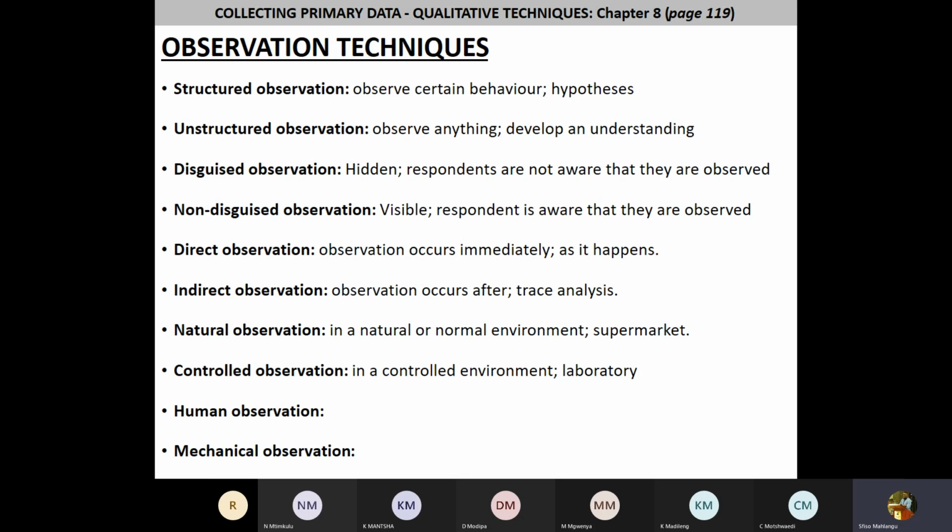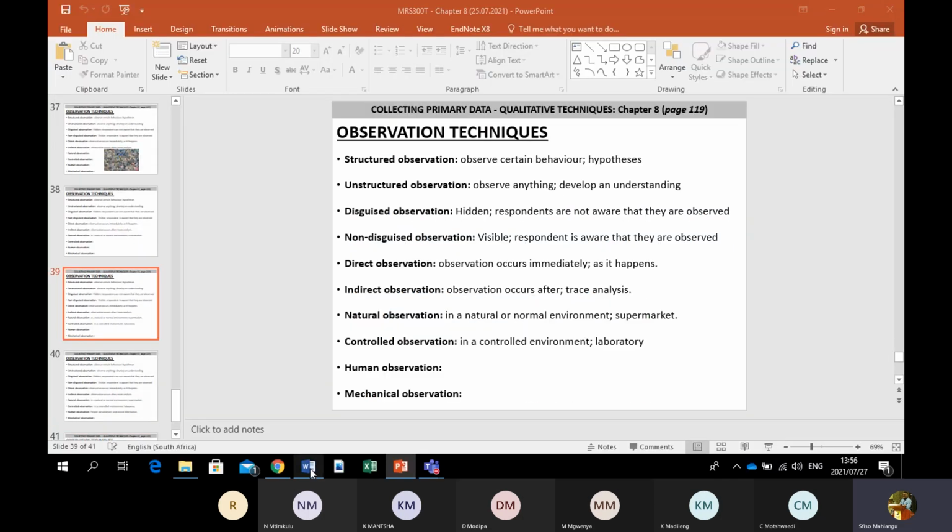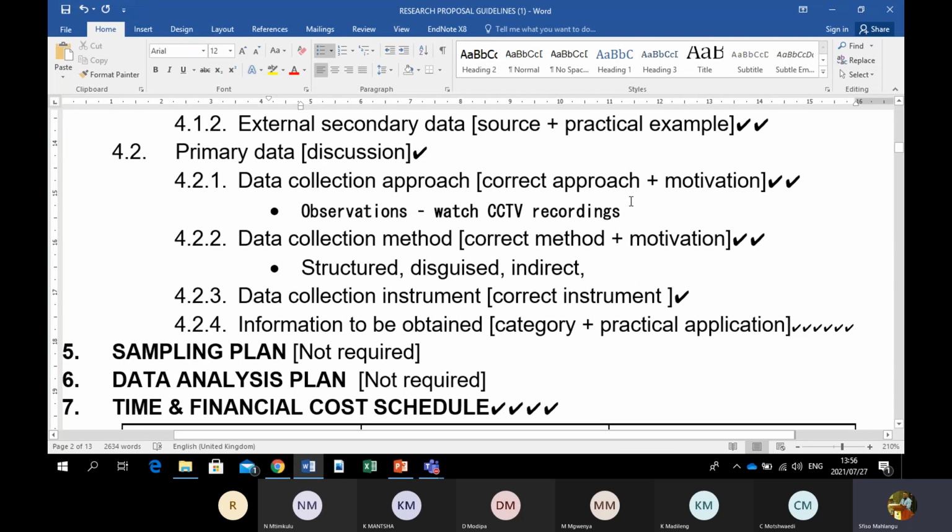A controlled environment usually also goes with non-disguised observation. As soon as you move subjects to a lab, they usually are aware that they are being observed. So this will be aligned as well. If we watch those CCTV recordings, they are recorded in a bar or in a supermarket. So that will be a natural environment. So you choose there.